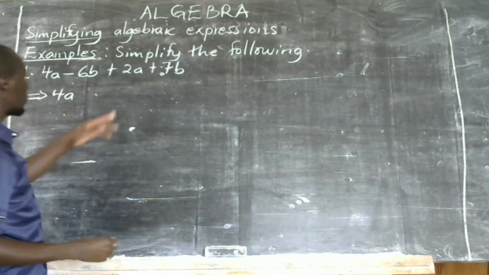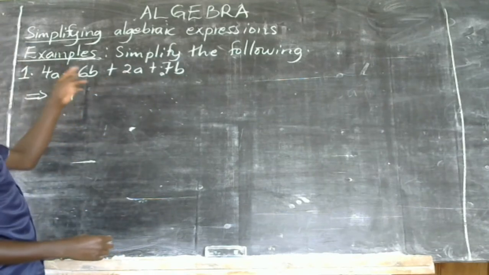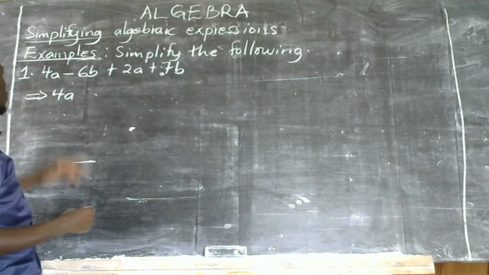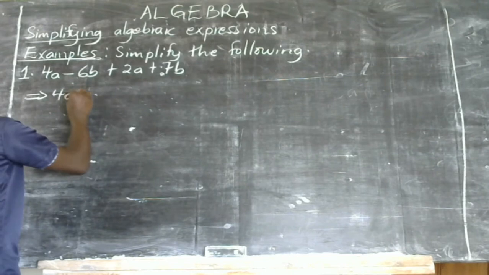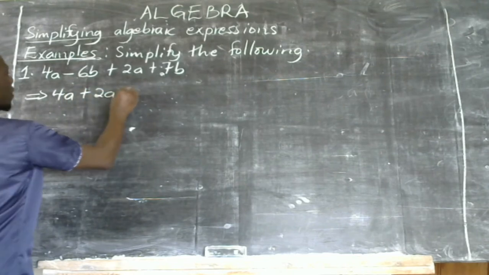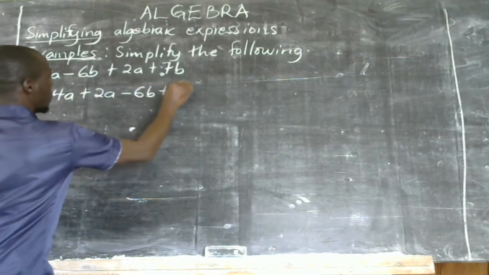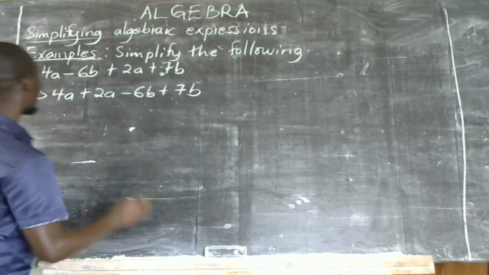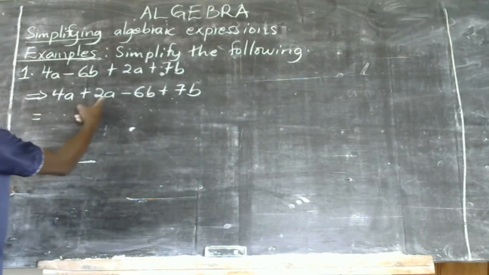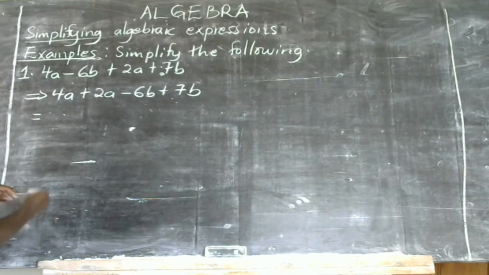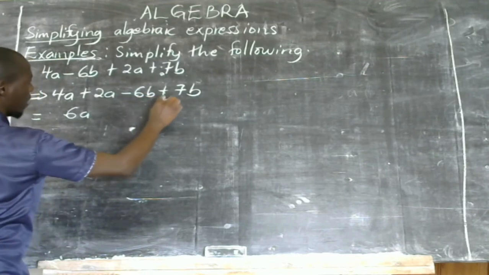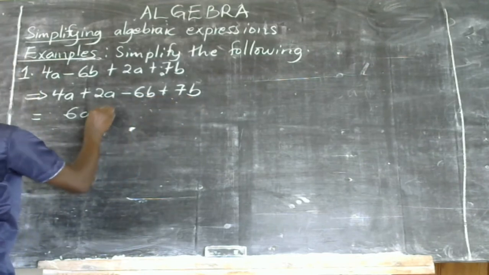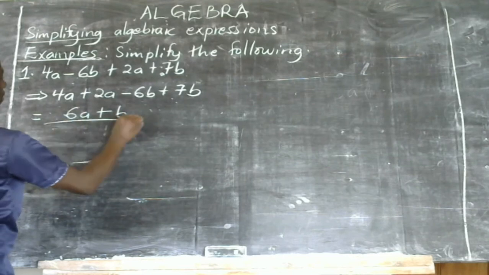So first I'm going to bring the 2a close to the 4a because the a's are like terms. So that is 4a plus 2a, then minus 6b, then plus 7b. What I get here after adding is 6a. When I subtract here, negative 6b plus 7b is going to be positive b.